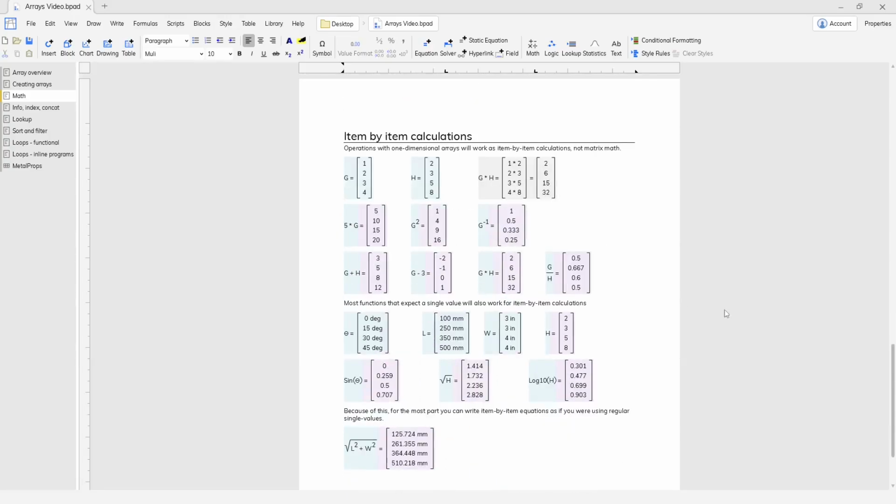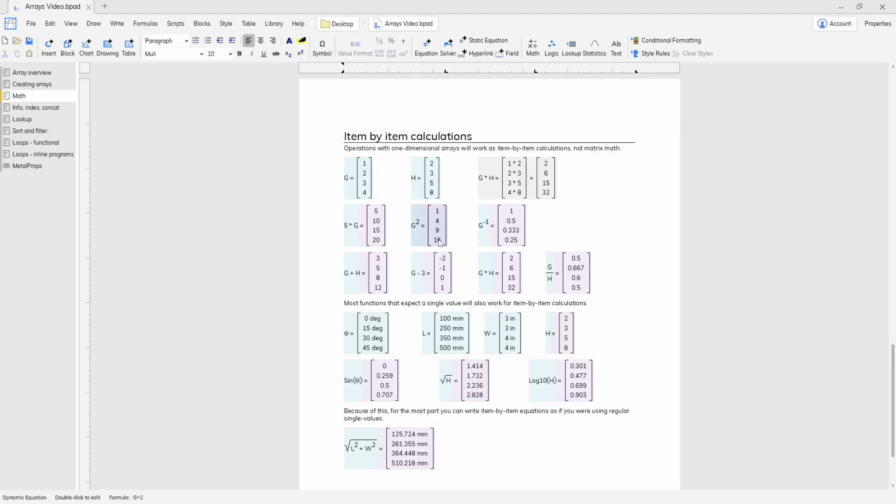Moving on to item by item calculations. Like I said earlier, if you have one-dimensional arrays in the same direction, then Blockpad's going to treat them as item by item calculations and not matrix math. Now, a lot of times this is what people are looking to do, so it's very important to just know that you need those single dimensional arrays in the same direction, and then that's going to work.